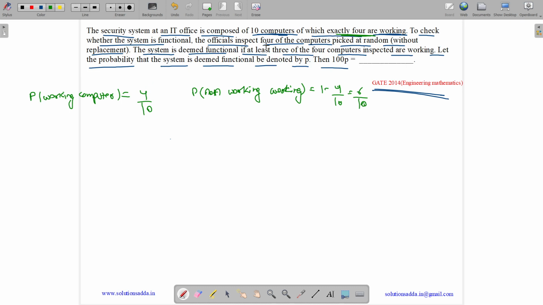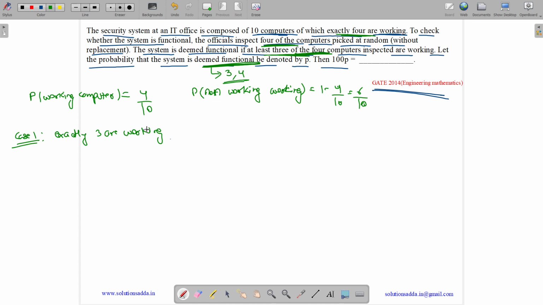Okay, now we are taking out 4 computers. Now there can be 3 cases. Let us divide the cases, group the cases. So first case can be exactly 3 are working. See, we need to find the probability that the system is deemed to be functional. Now system is functional when more than 3 are working. So it means either exactly 3 are working or exactly 4 are working, because we can't have more than 4 working computers and we are picking out only 4 computers. So for more than 3 working, either 3 are working or 4 are working.